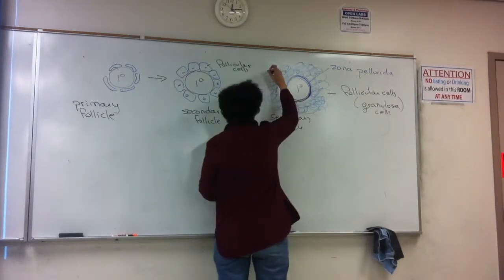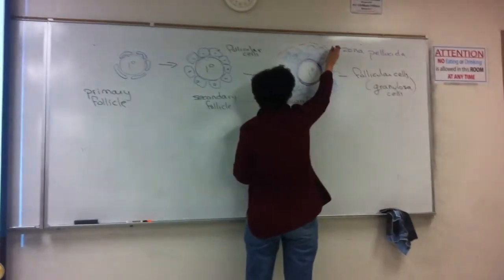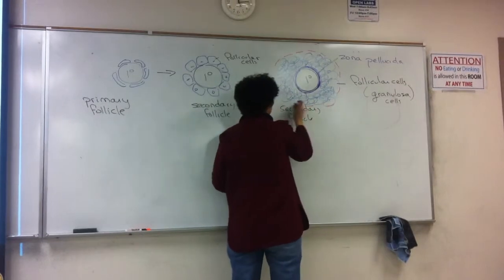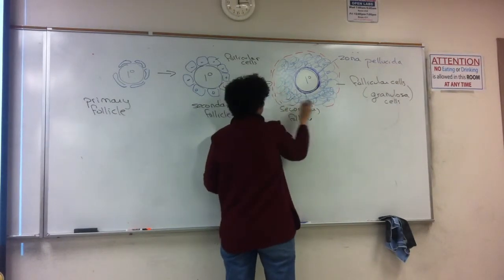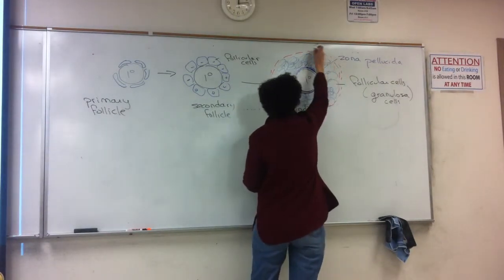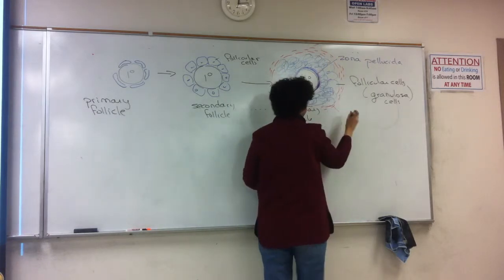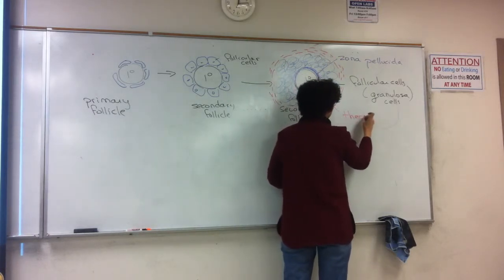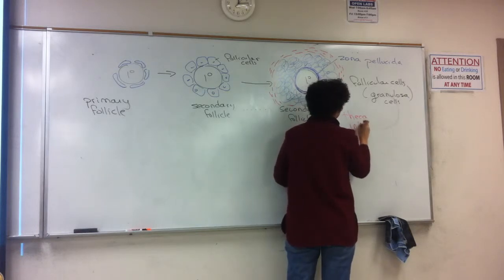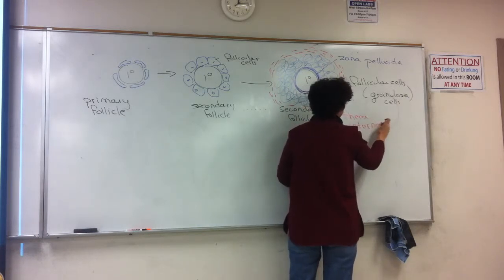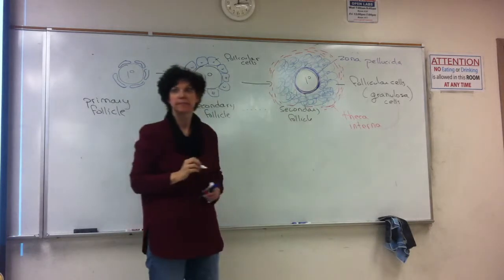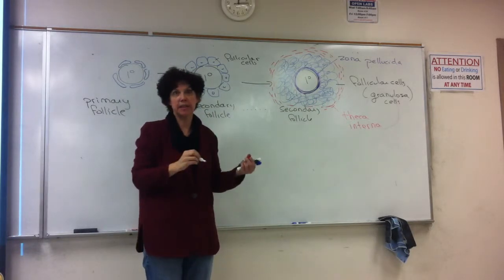Cells just external to the follicular cells. And these cells form the theca interna. They're epithelial cells.